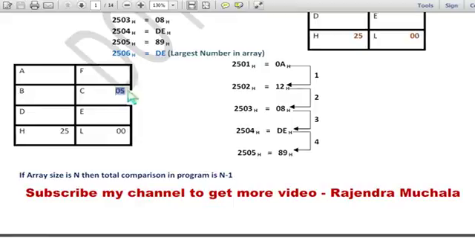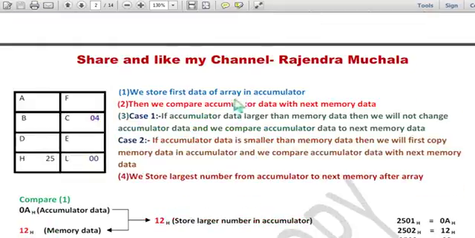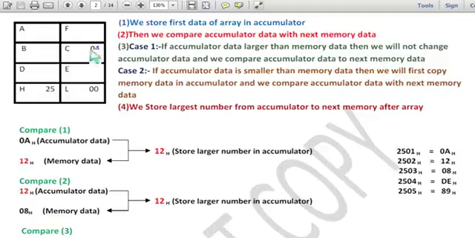We will find the largest number in the array using the compare instruction. Here you can see if the array size is 05, then the total comparisons done in the program is 4, meaning n minus 1 comparisons will be done. So after storing the array size in register C, we decrement the array size by 1. Then we store the first data of the array in the accumulator, then we compare accumulator data with the next memory data.